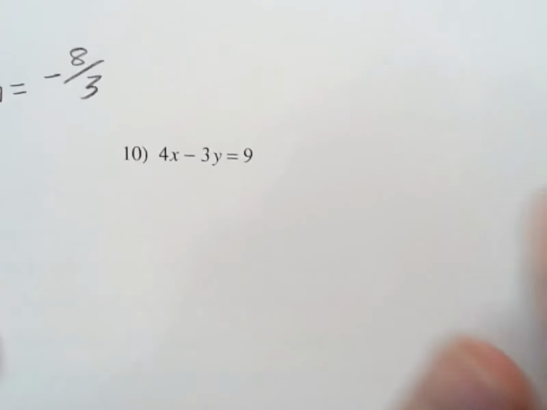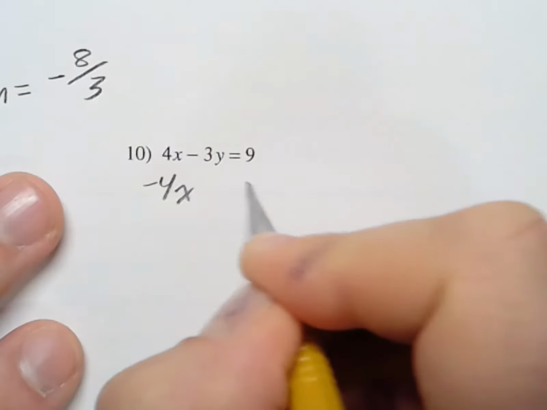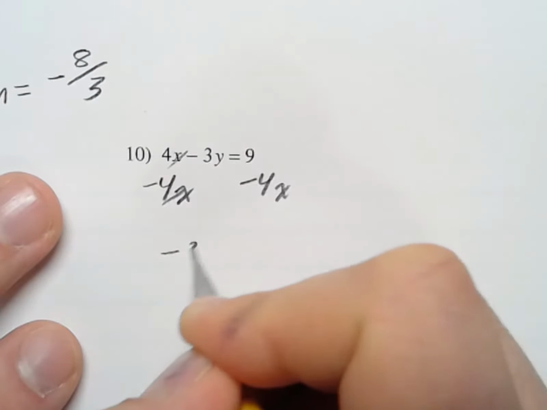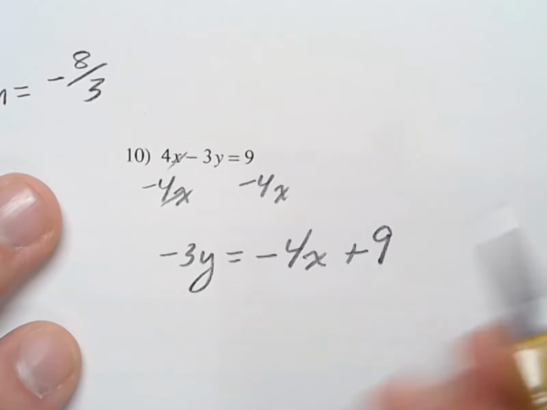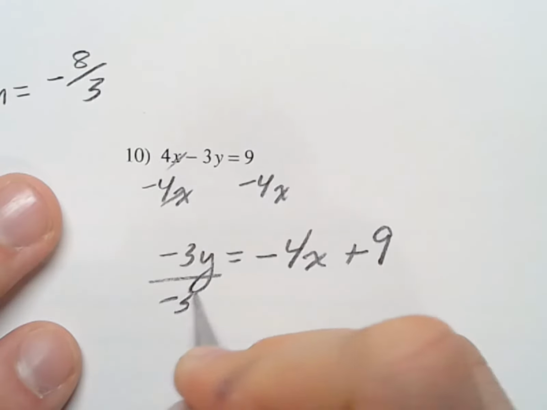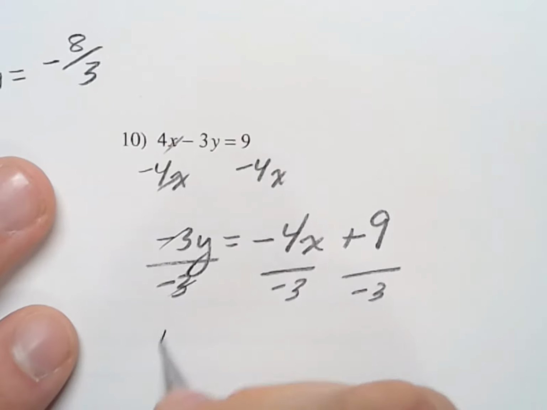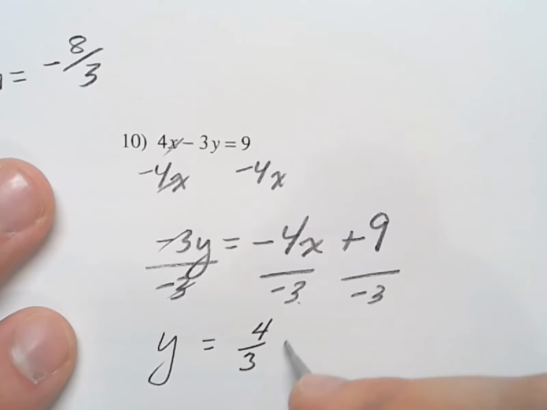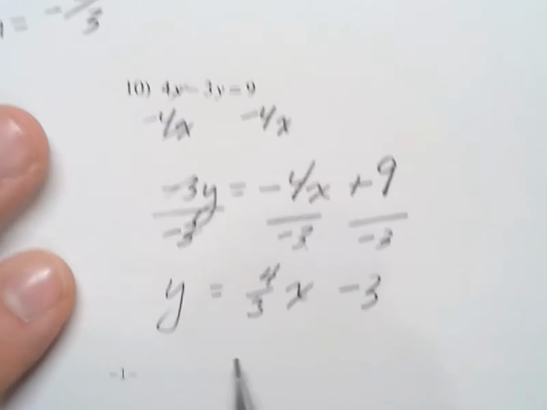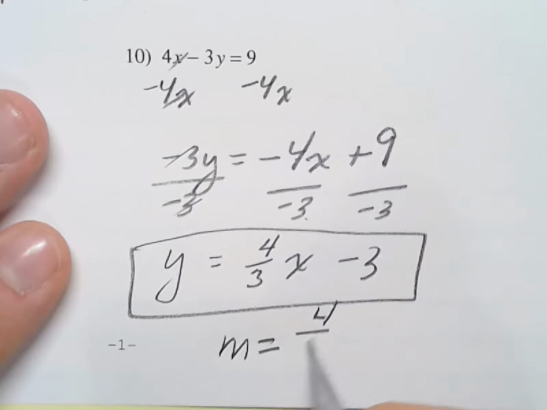What about here? So we subtract 4x. We get negative 3y equals negative 4x plus 9. Dividing by negative 3, those go away, and negative divided by negative is positive 4/3 x, and then this is going to give me a minus 3. There's my slope-intercept. So my m is positive 4/3.